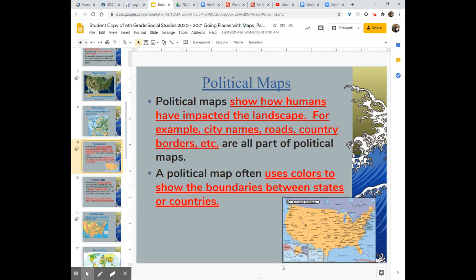Political maps, on the other hand, show how we have impacted the landscape, because we determine what they look like. They have all of the city names on there, states and capitals. They'll have colors and lines to show the boundaries. Here on this map, you can see that there are now lines drawn, and now you can see where Colorado and Utah are and the line where they meet. That's the difference in political maps.